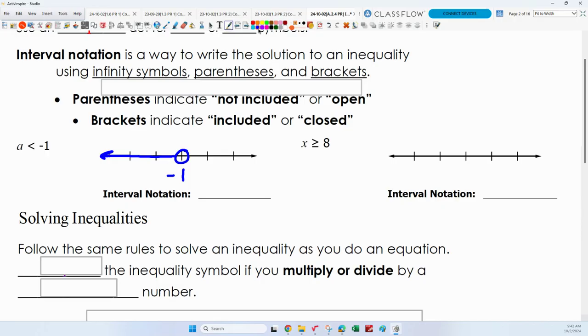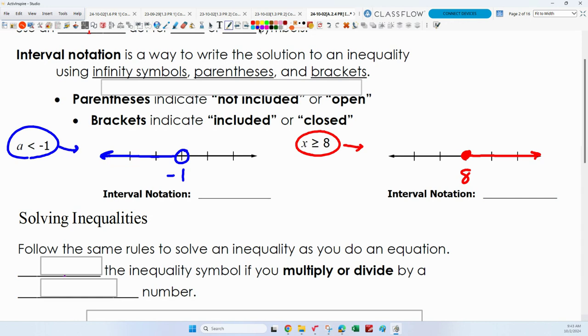How about this guy over here? If we wanted to graph x is greater than or equal to 8, I'm going to need 8 on my graph, right? That's the number I'm focusing on. How would I graph that inequality? Closed endpoint, and I'm going to the right. Okay, good. So we've got these inequalities that we've now graphed.